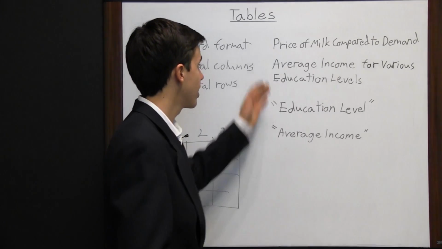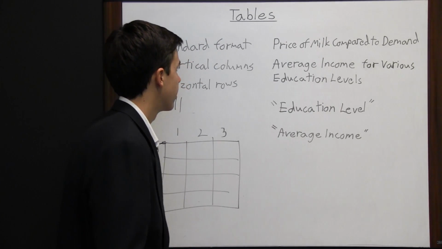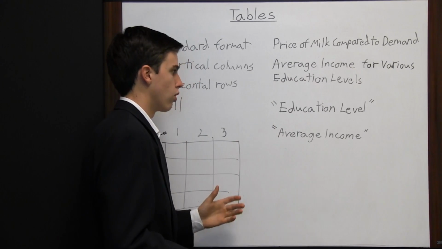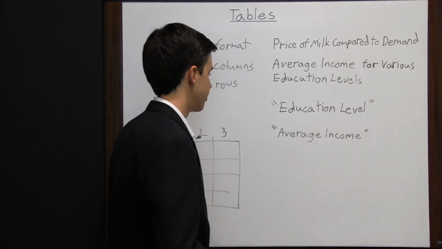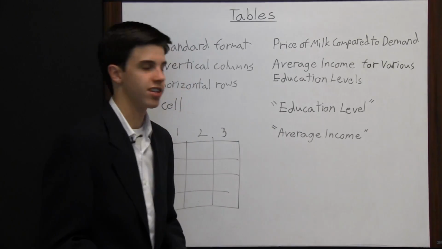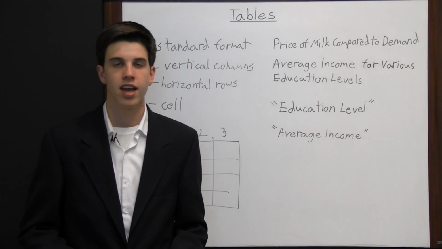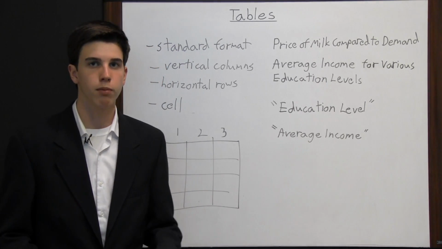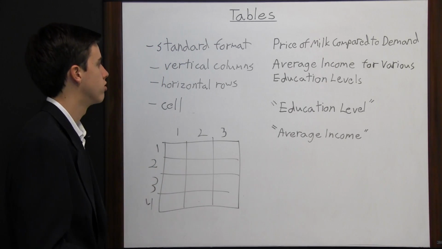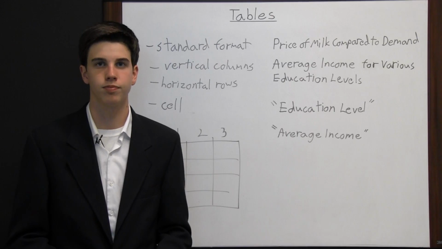So it could be something like price of milk compared to demand, or average income for various education levels. If the title of the table was average income for various education levels, then the rows might be labeled education level and the columns might be labeled average income. And that would help determine what goes in the cells. So titles are very important because it helps the reader quickly identify what the table is about and determine whether or not they want to read it. But the important thing to remember about tables is that they always have a standard format of vertical columns and horizontal rows, which make cells. And the standard format makes tables easy to read and understand.